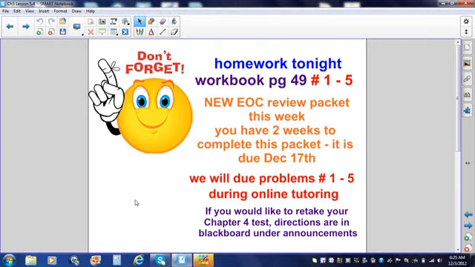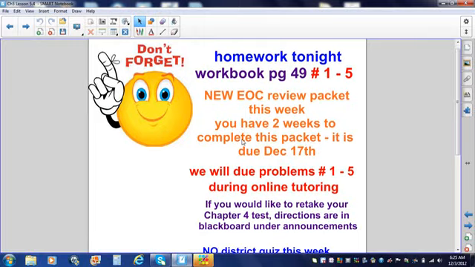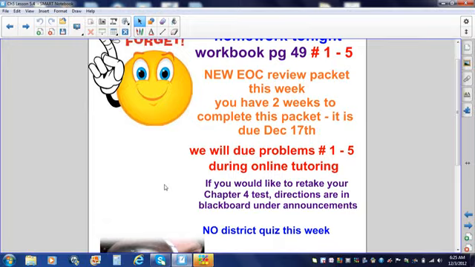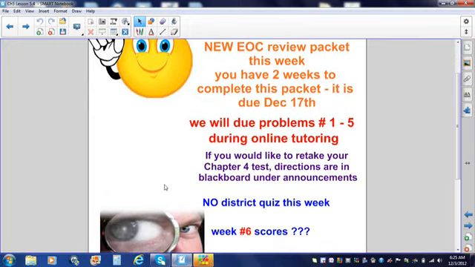Don't forget, please write down that your homework tonight is workbook page 49, problems 1 through 5. Don't forget that you have a new EOC review packet this week. You have 2 weeks to complete this packet. The new EOC review packet is not due until Monday, December 17th, 2 weeks. We will do problems 1 through 5 during online tutoring tonight from the new packet.